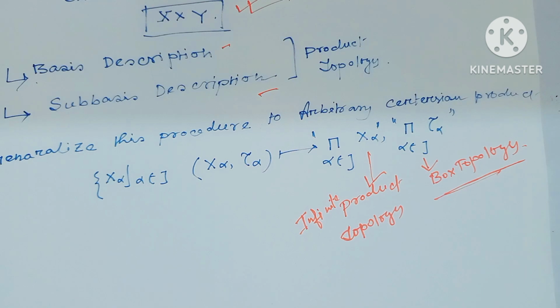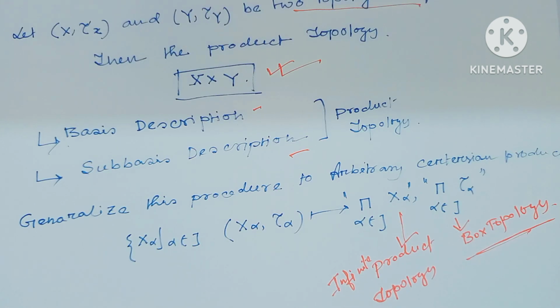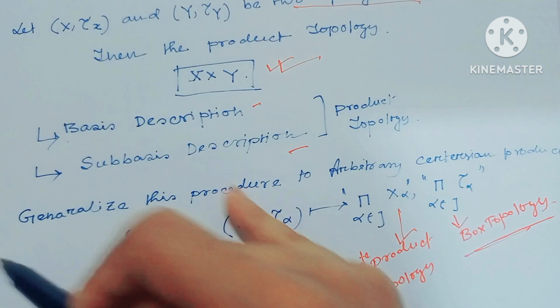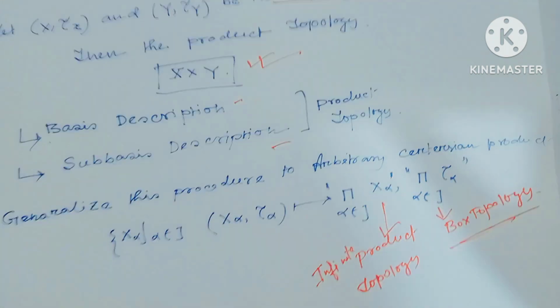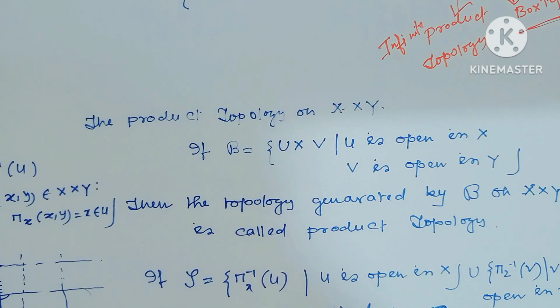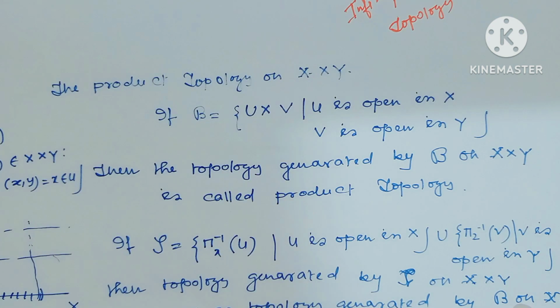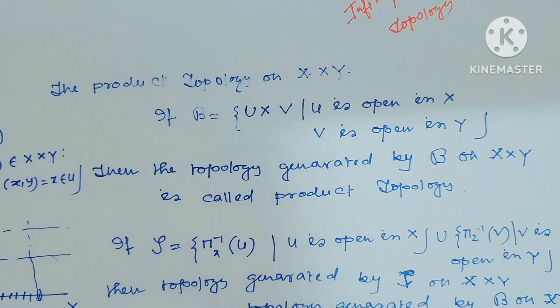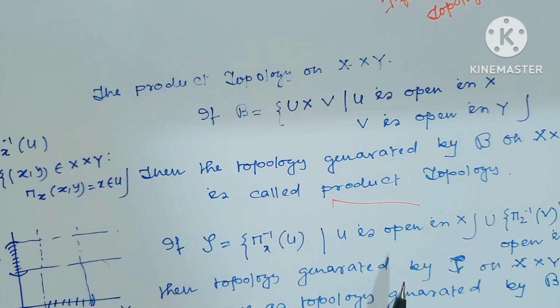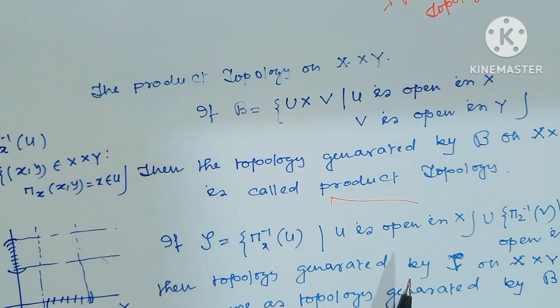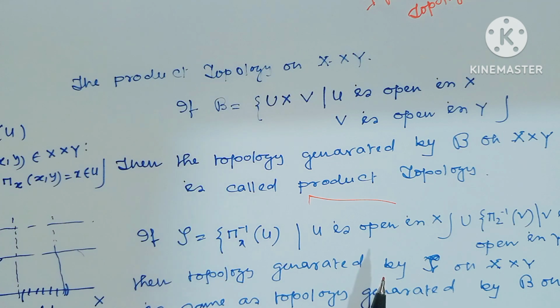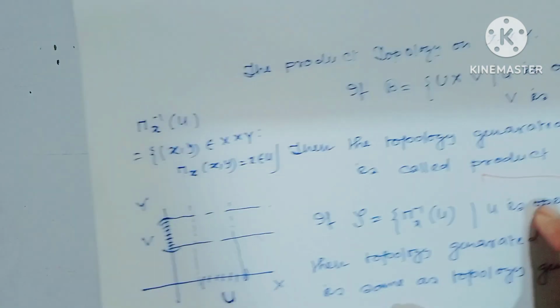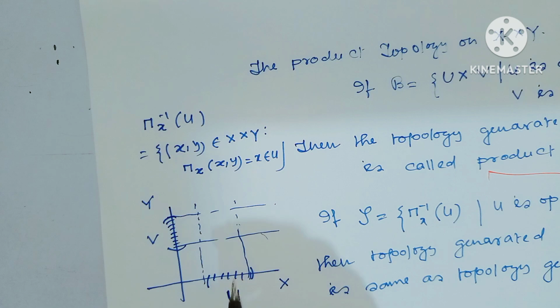At first, just as a review, let's see how look like the basis description and sub-basis description of product topology. Then I will see the arbitrary case. In product topology, bases are look like U cross V, where U is a open in X and V is a open in Y. Then the topology generated by this type of basis on X cross Y called the product topology, we all of us know. Also sub-bases are pi X inverse U where U is open in X. This is look like those type projection map.